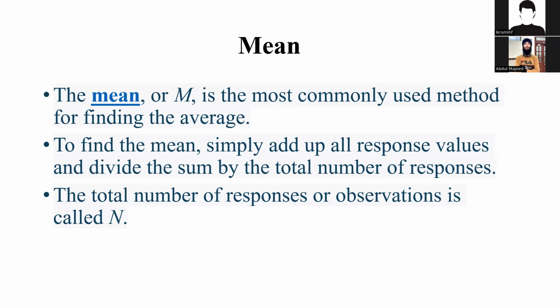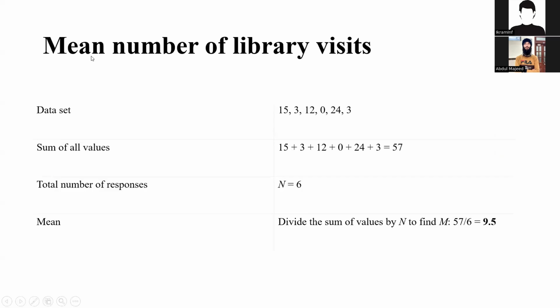The first step is simple: add all the responses, all the values, and then divide by the number of values, the total responses. After that, you will find the mean value from the responses or observations. So, mean number of library visits. There is a student visiting a library some number of times. The data set is 15, 3, 12, 0, 24, and 3.